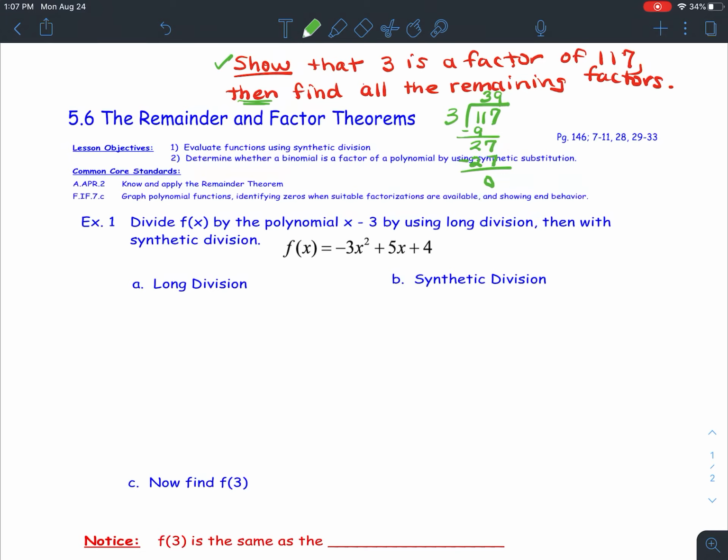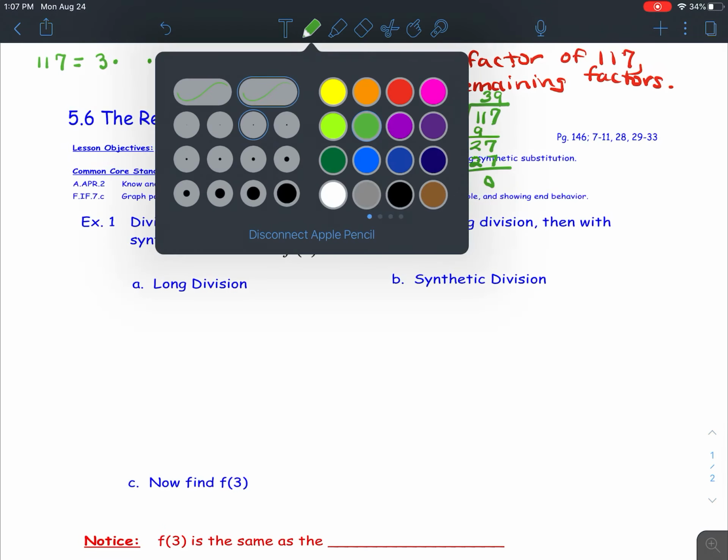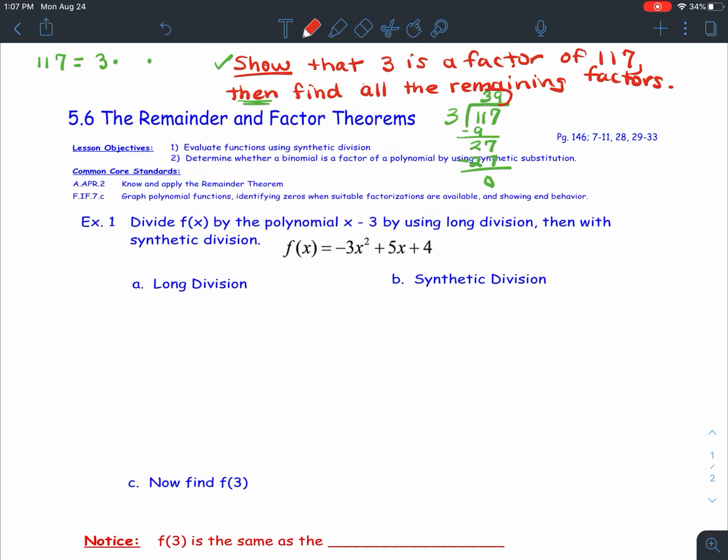Then the second part was asking us to find all the remaining factors. In other words, we know that one factor of 117 is 3, but what are all the other numbers that multiply together along with the 3 to create the 117? Well, one way of doing this is to take your answer from dividing 117 by 3 and factor that answer down further.